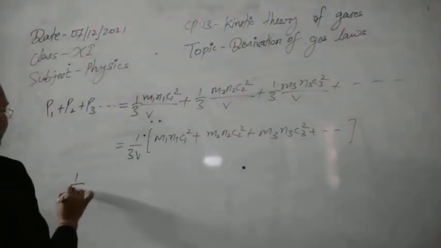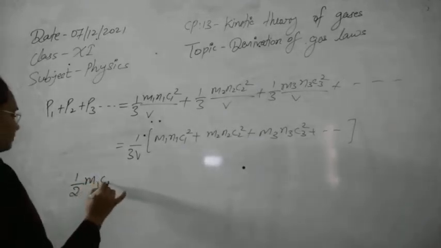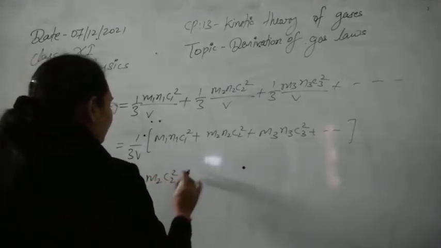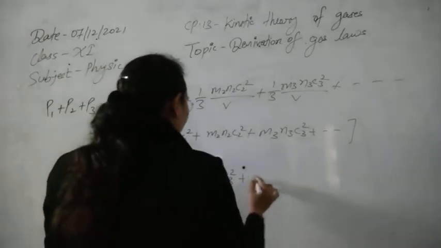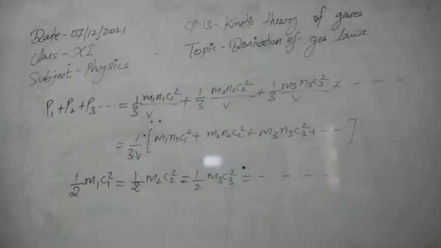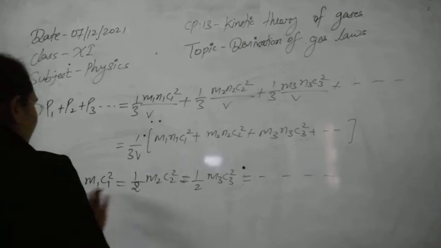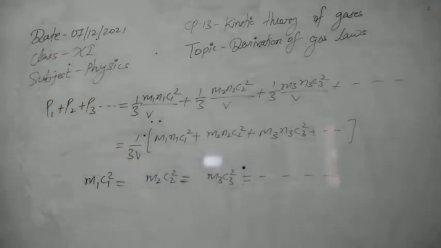So it means we can write half m1 c1 square equal to half m2 c2 square, also equal to half m3 c3 square, and so on. This is the concept we have got for the same temperature. Now from here we can remove the 1 by 2 from all the places. So m1 c1 square, m2 c2 square, and so on are all the same.